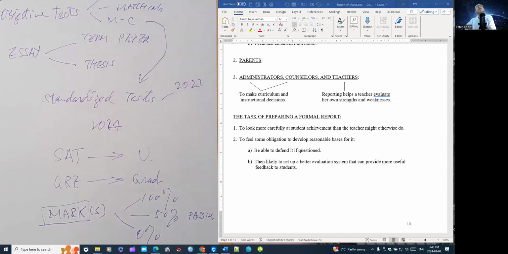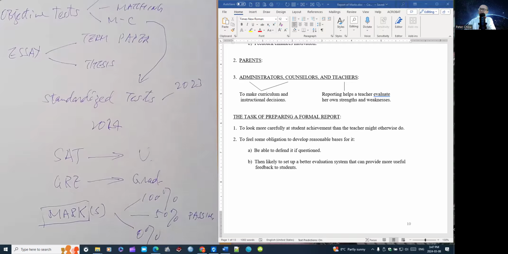All right, so for teachers, reporting helps a teacher evaluate her own strengths and weaknesses. For example, if students are doing well in some aspects of a course but poorly in others, a teacher should examine her instructional procedures to formulate possible hypotheses as to why that is so.